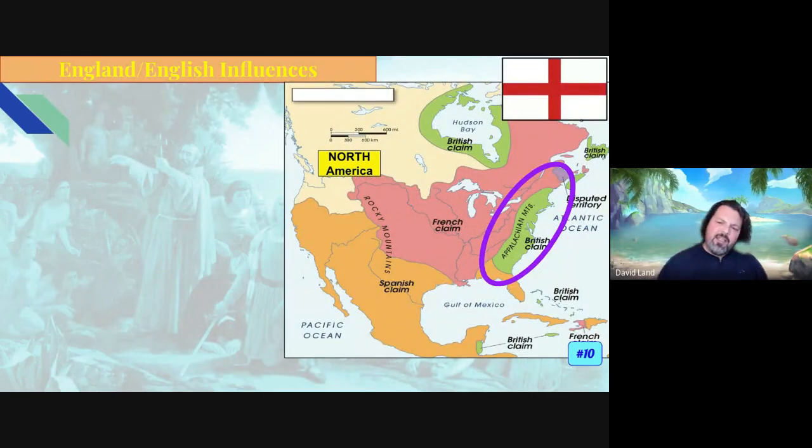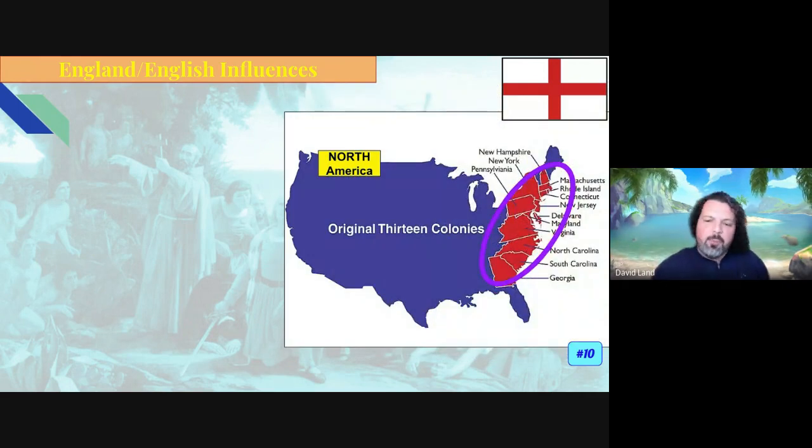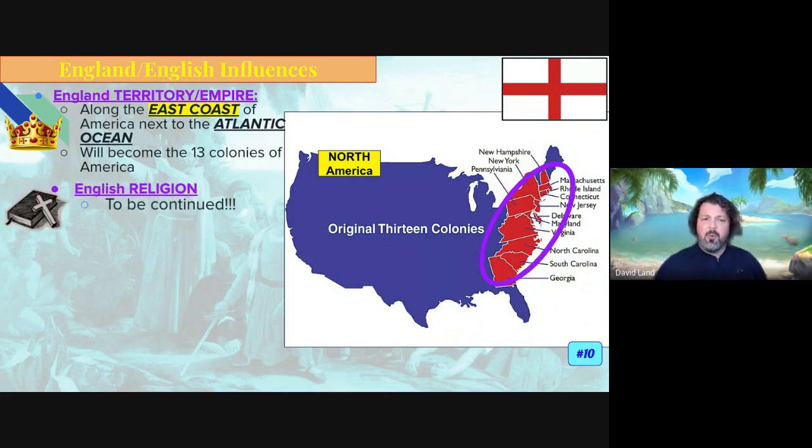Now, the English, let's switch gears a little bit here. The English are definitely going to be a focus for our next video lessons. The English produced the 13 colonies of America, which is on the east coast of the Atlantic Ocean. So this is going to become our future America. So the English territory is definitely going to be important to our history. Their religion, we'll get back to that. That's a tricky one, so we're going to skip that for now.